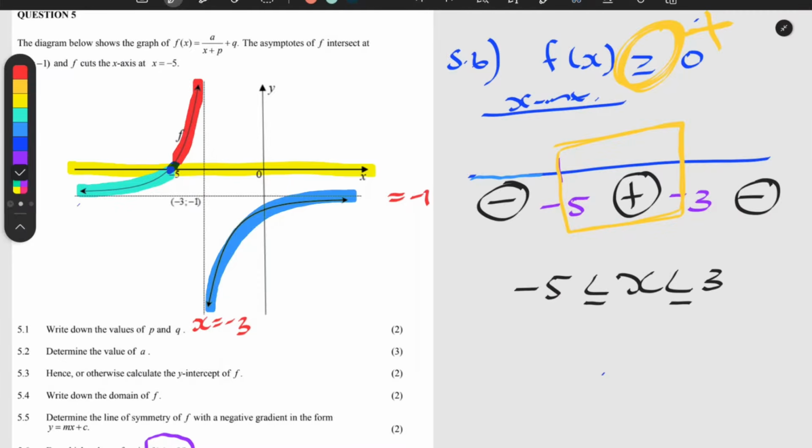But the 3 can't have an equal sign. This negative 3, sorry. This negative 3 can't have an equal sign because negative 3 is an asymptote. Because it's an asymptote, it can't have an equal sign, so I take it away. And that is my final answer, for 2 marks. You only get a mark for the answer that is right: equal sign here, no equal sign there.